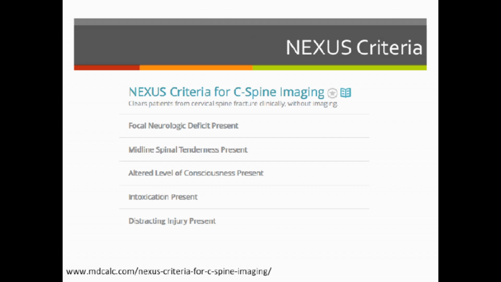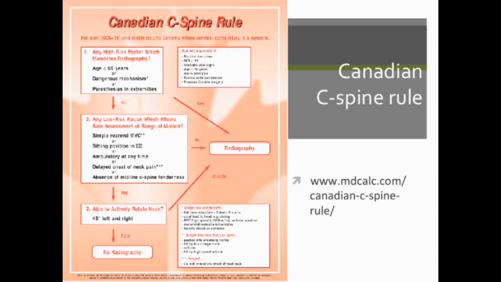I've put an internet link at the bottom of this slide for MDCalc, which has an online calculator for calculating this, but it also has the key references for anybody who wants to look at those. NEXUS criteria has been around now for a long time, and it's perfectly acceptable to apply these criteria in the emergency department.